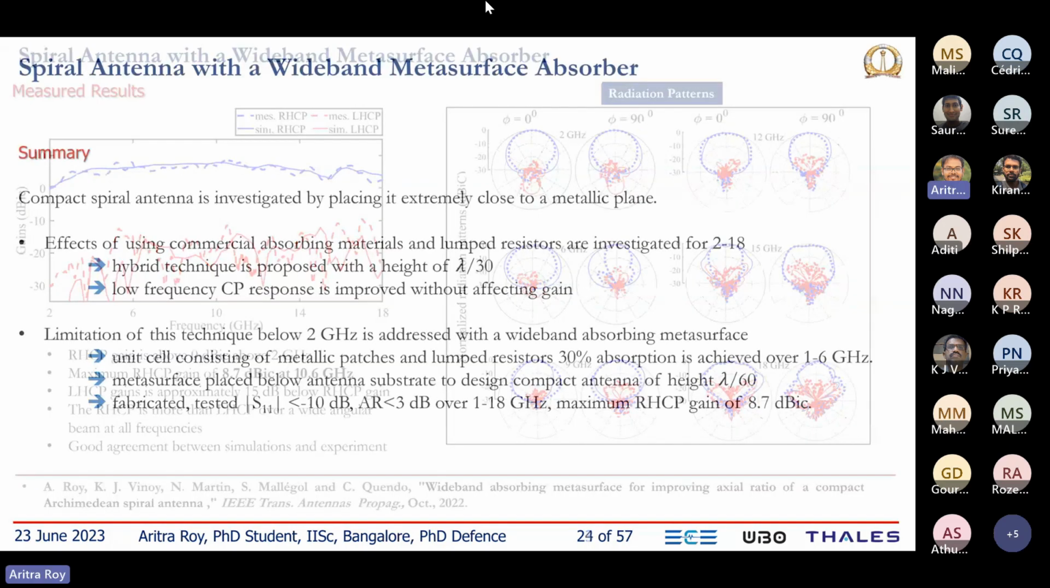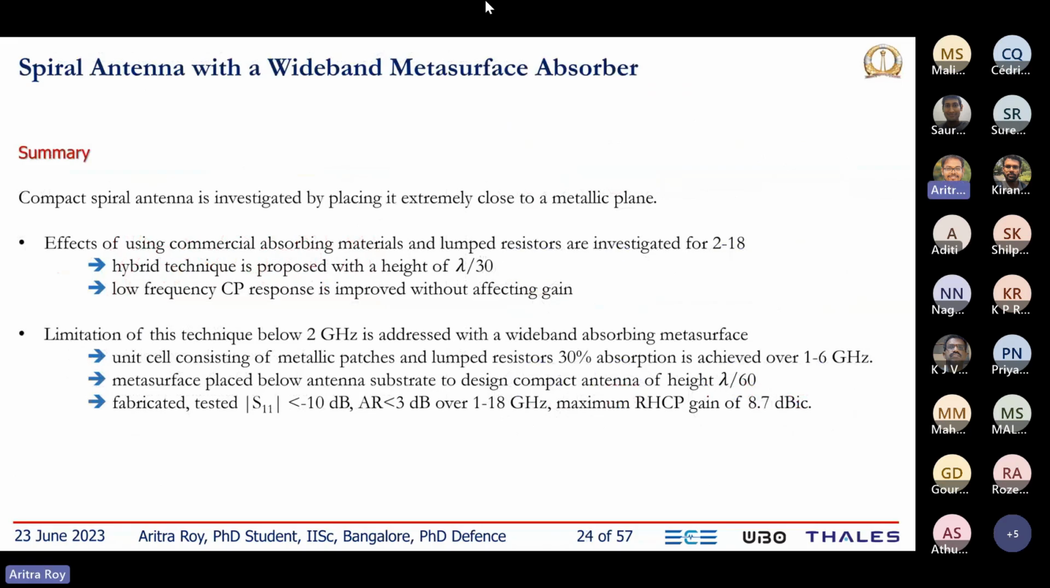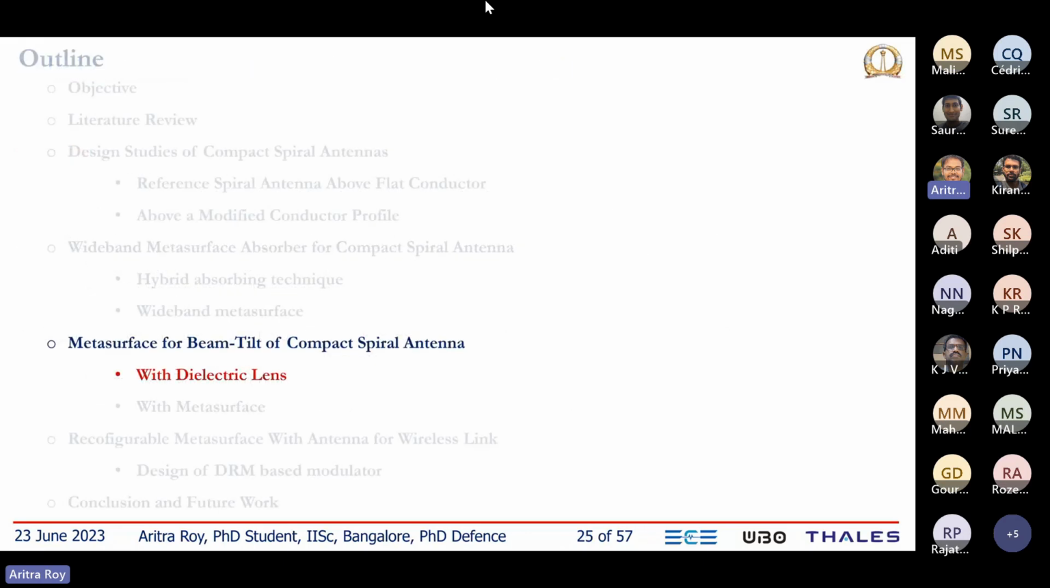So from the summary, we can say we have investigated the effects of commercial absorbing material and lumped resistors and absorber, then proposed a hybrid absorbing technique and designed a 2 to 18 gigahertz spiral antenna with a cavity depth of lambda by 30. Then we found the problems of that structure and replaced the absorbing material with a metasurface. When we did so, we designed a 1 to 18 gigahertz spiral antenna, which has a maximum gain of 8.7 dBIC with a cavity depth of lambda by 60. So that was all about designing a compact spiral antenna.